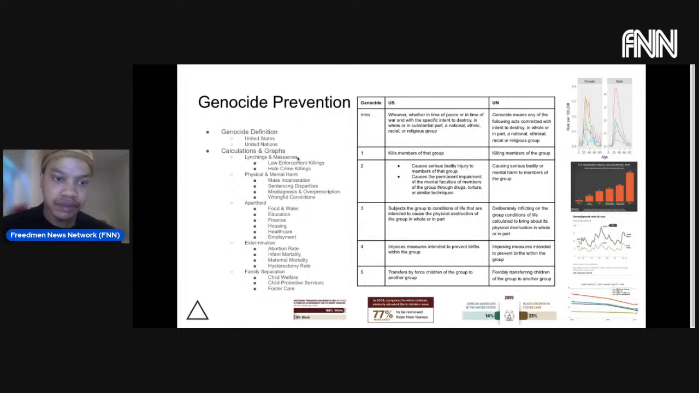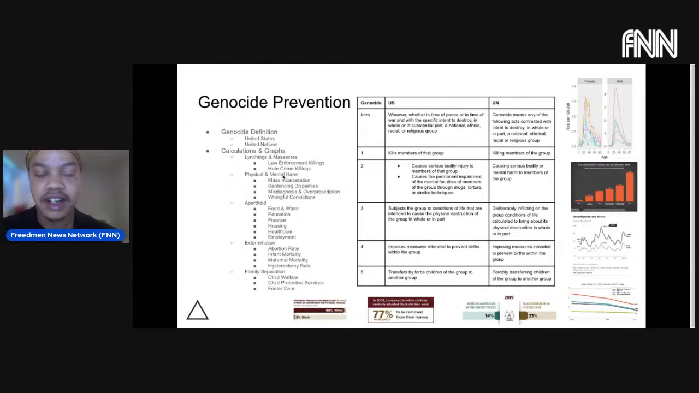Now, you can summarize each point in the following way. Kills members of the group can be summarized by lynchings and massacres. Two examples of those are law enforcement killings and hate crime killings. We make up the highest percentage of the population of hate crime killings, as well as law enforcement killings.